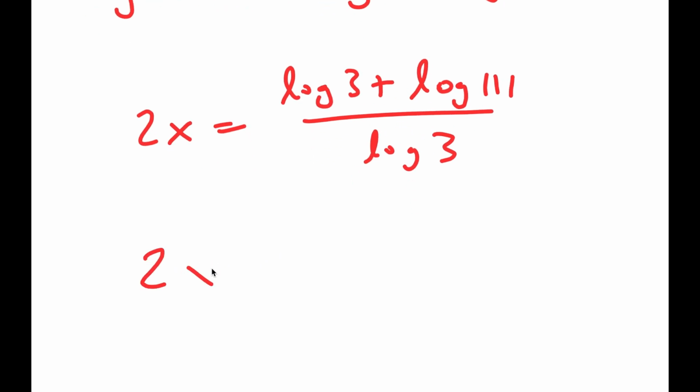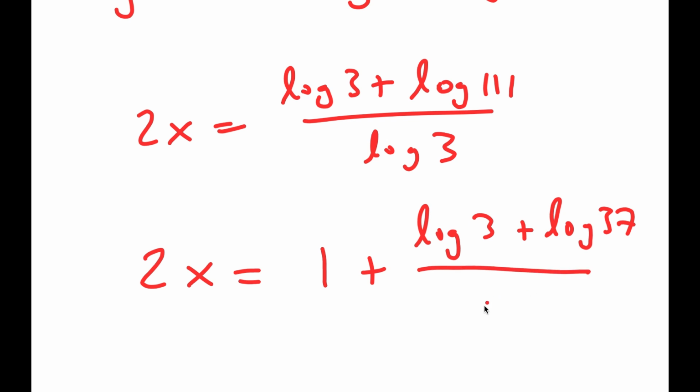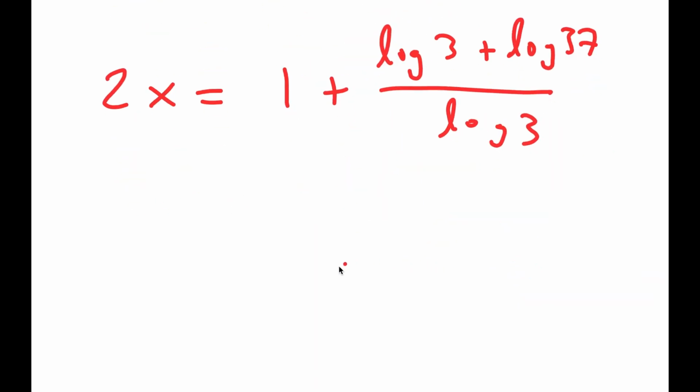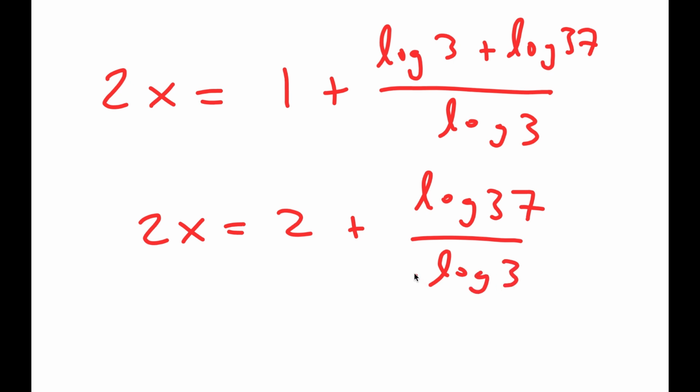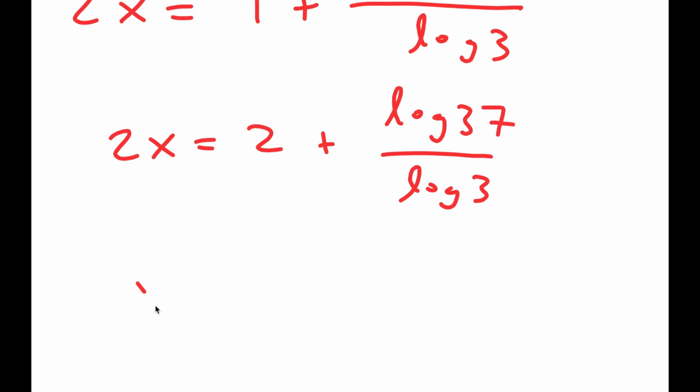And this is equal to 1 plus log of 3 plus log 37 over log 3, which is equal to 2 plus log 37 over log 3, and meaning x is equal to 1 plus log of 37 over 2 times log 3.